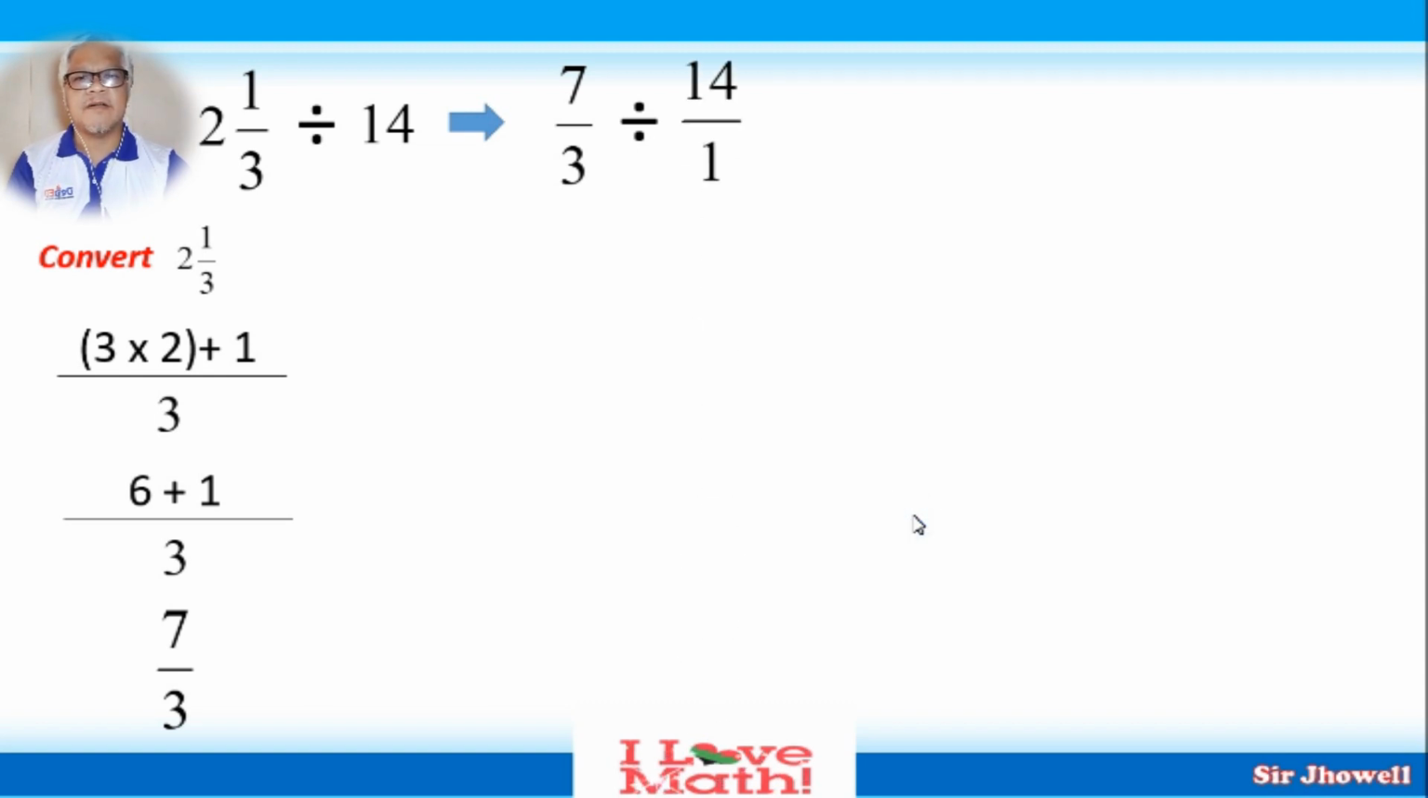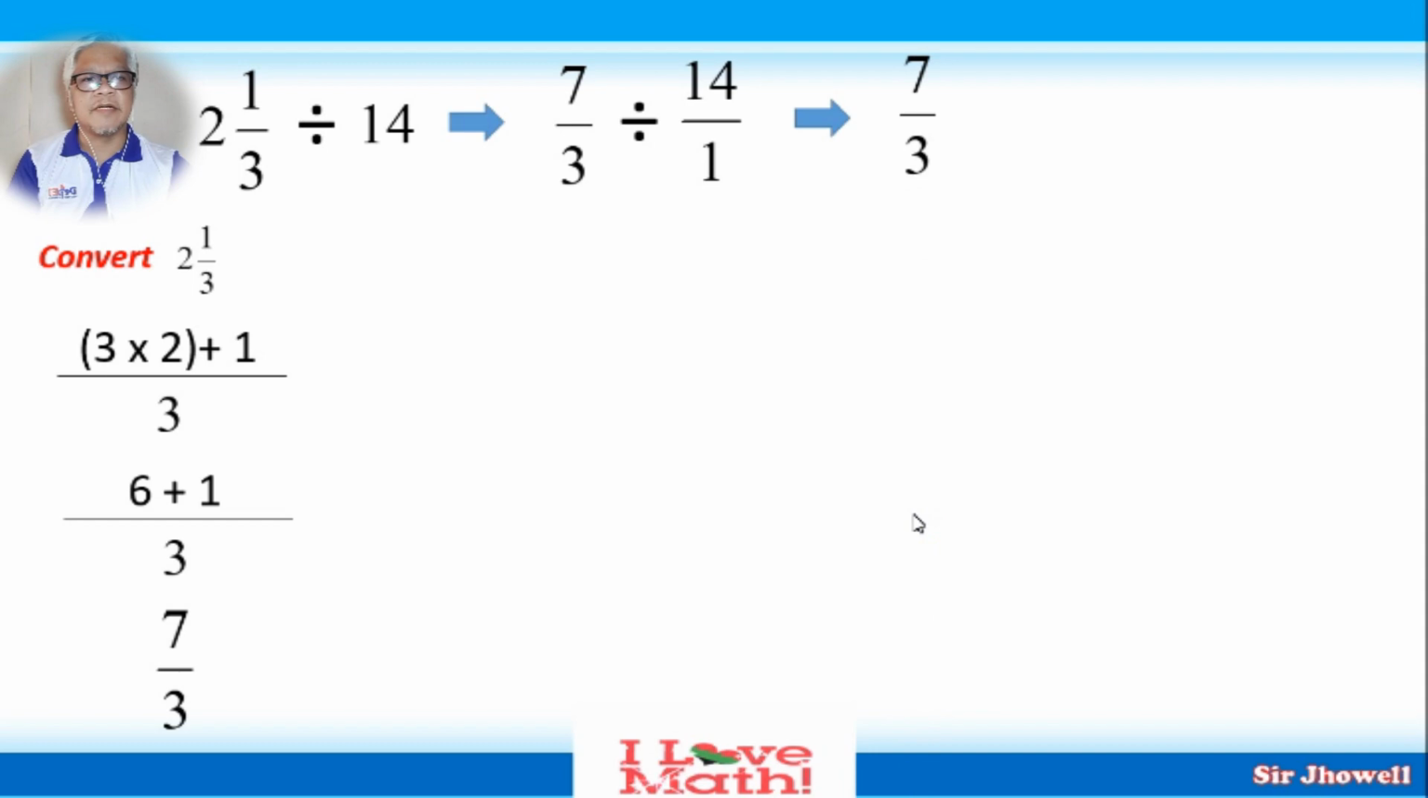Oh, bakit nagkaroon ng over 1? Ayun, tama. Very good. Dahil ito ay whole number na 14. So, sa bawat whole number, pag ginawa nating fraction, nagkakaroon lang ng over 1. So, now, instead of 7/3 divided by 14 over 1, ano ang magiging tanong natin?